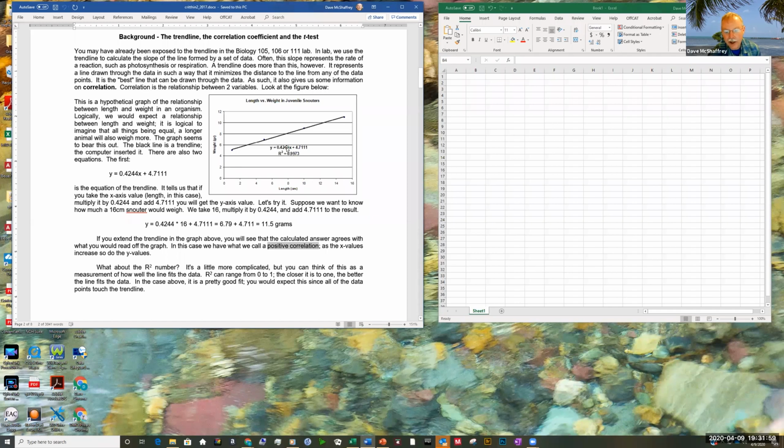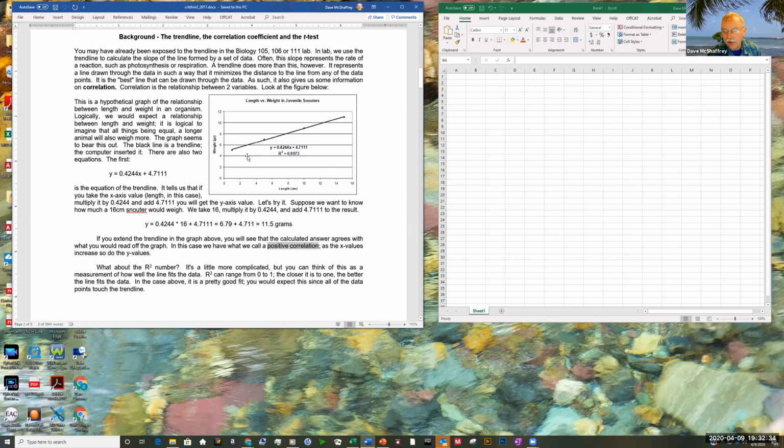But we can calculate it directly. We can simply put 16 in for X. So if we take this equation, y equals 0.4244 times 16 plus 4.711, that comes out equal 6.79 plus 4.711, or 11.5 grams. So you can see that the trend line does a number of things for us. It shows us the relationship between the two units. That is this number, that's the slope there. And it also allows us to extend the line into areas where we don't have measurements.